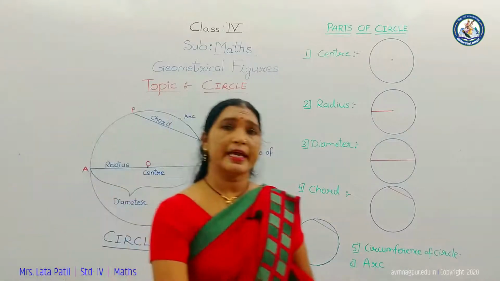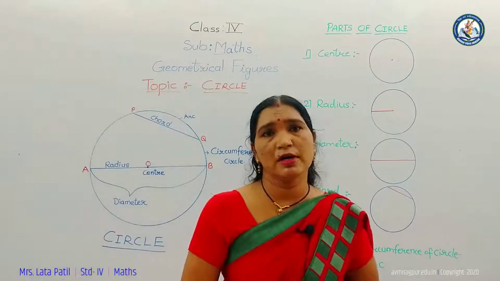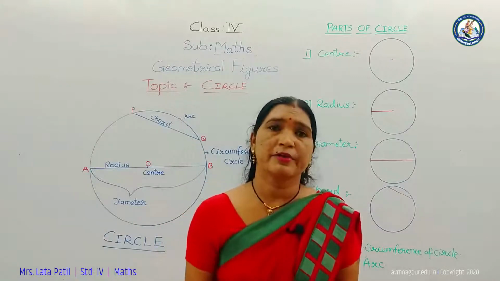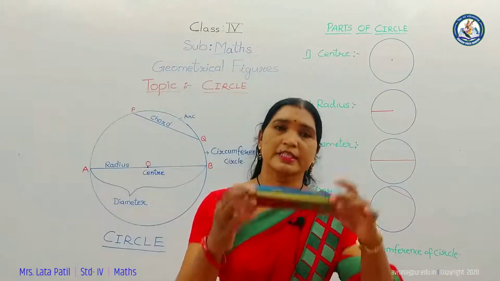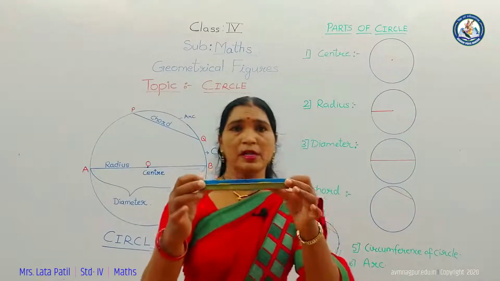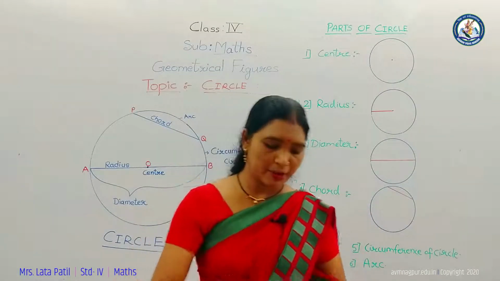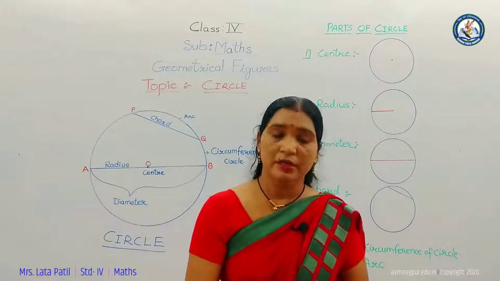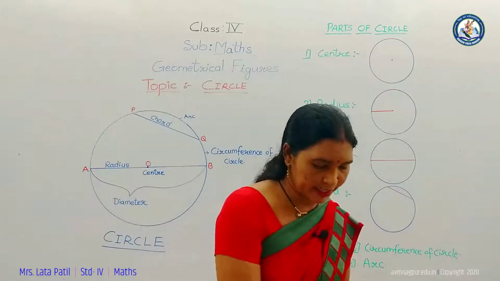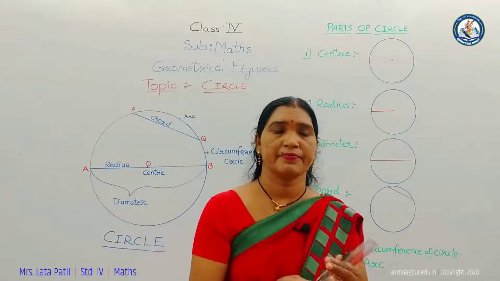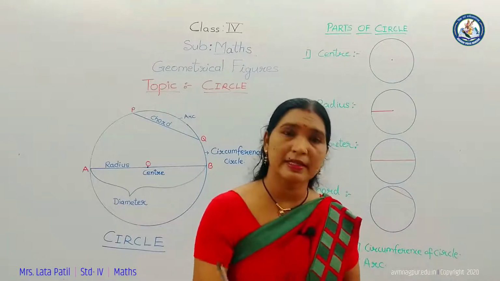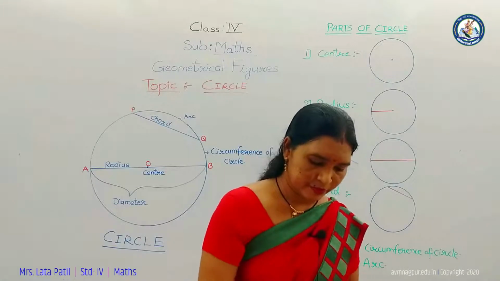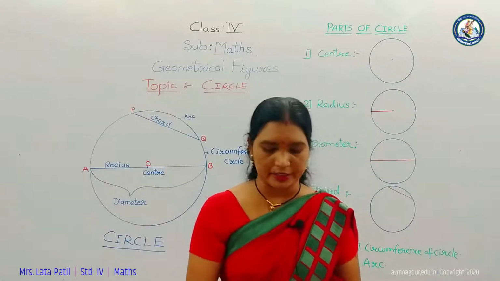Now I will tell you student how to draw a circle. For that we require the geometrical box. From the geometrical box, see student, this is a geometrical box. Now, in the geometrical box, I will use 3 instruments. That is scale, this is called compass, pencil and you can use the eraser. Okay.